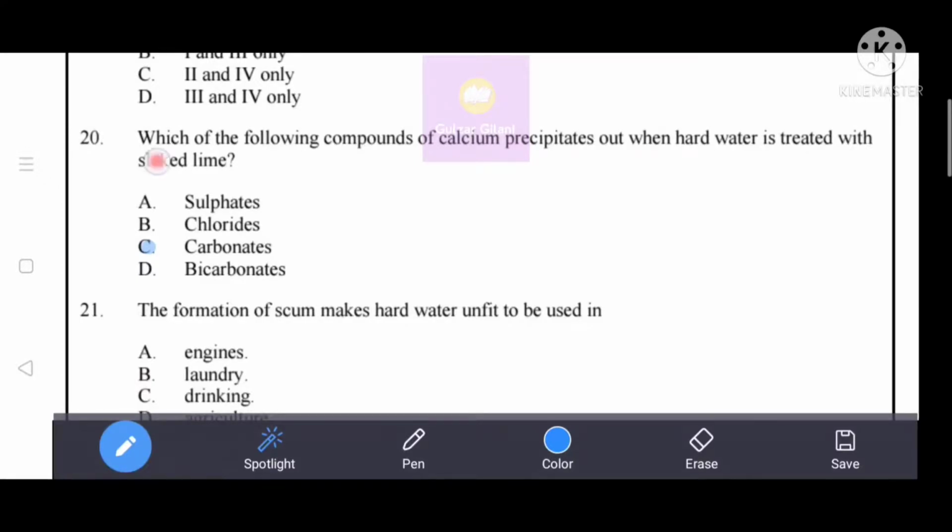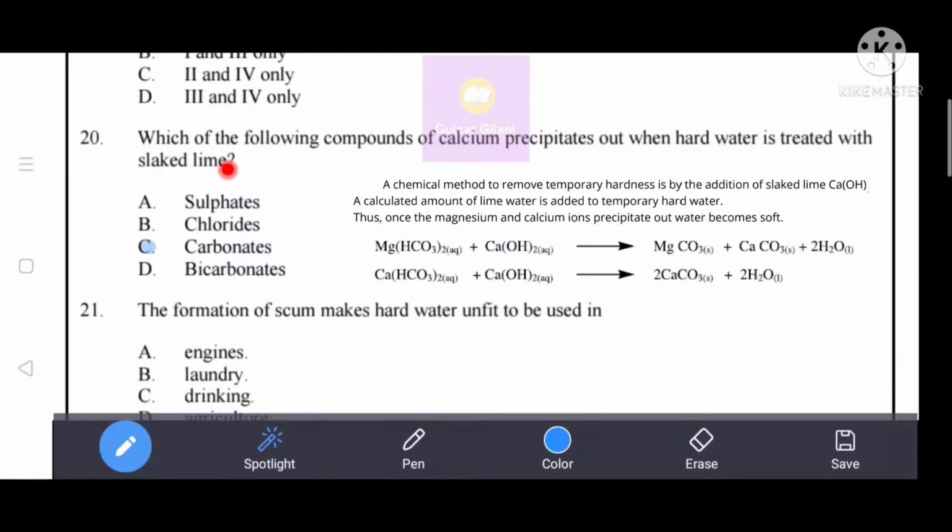Next question, which of the following compounds of calcium precipitates out when hard water is treated with slaked lime? Slaked lime is calcium hydroxide, means calcium precipitates out in the form of carbonates. That's why option C, carbonates, is correct, because calcium carbonate is insoluble and then water becomes soft. So C, carbonates, is the correct answer.